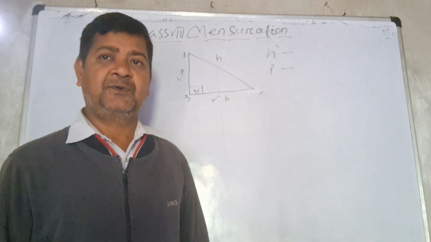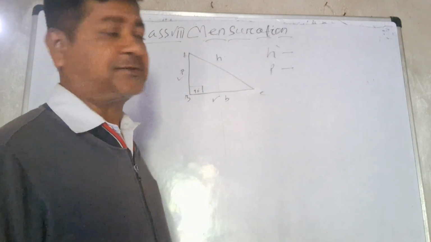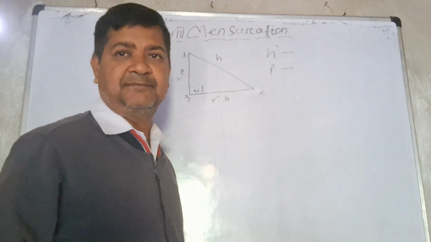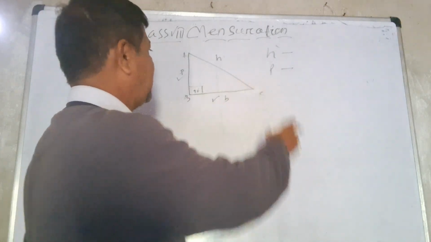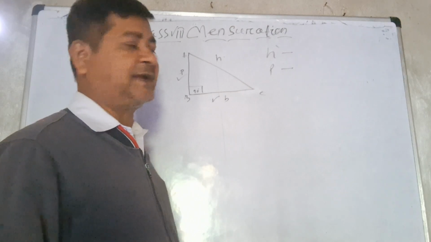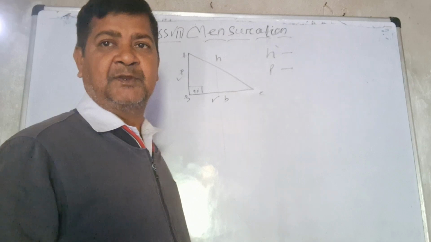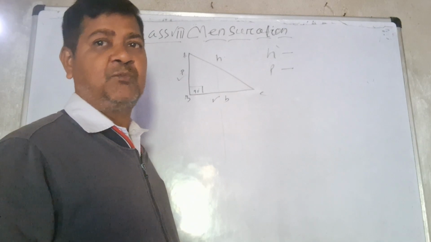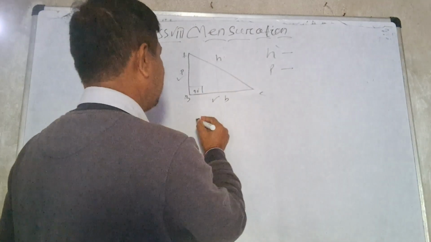Before this, we are going to study all the basic formulas about polygons. It is a triangle ABC, a right angle triangle. It is a three-sided polygon, the first polygon you can say. Polygon means, poly means many. A closed figure having more than two sides is called a polygon.